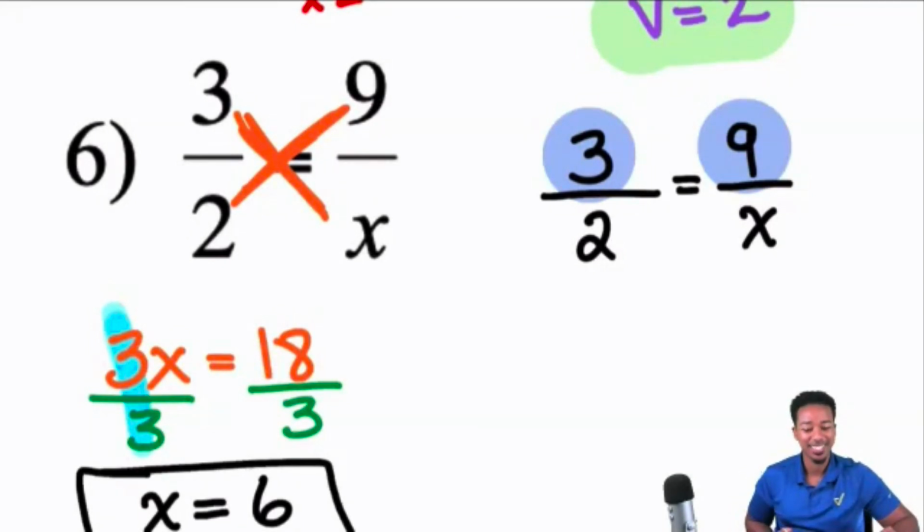No worries, Karina. I'm glad you got it. I appreciate that, Jose. But yeah, 3 and 9 are both divisible by 3.